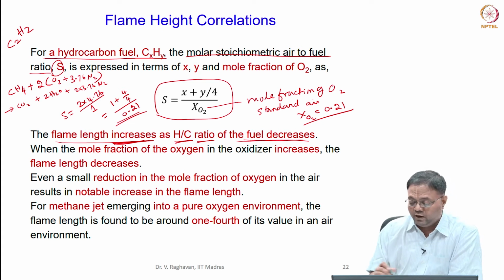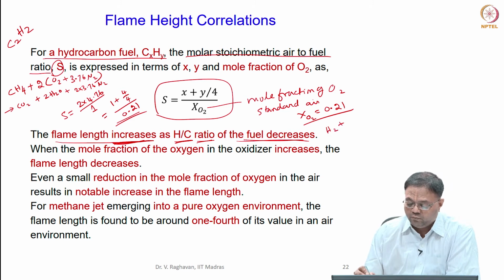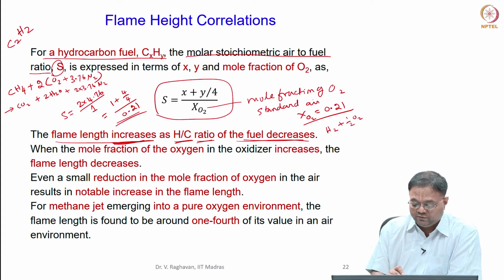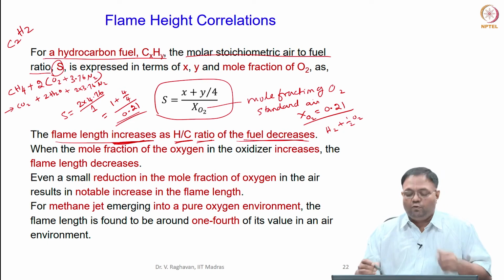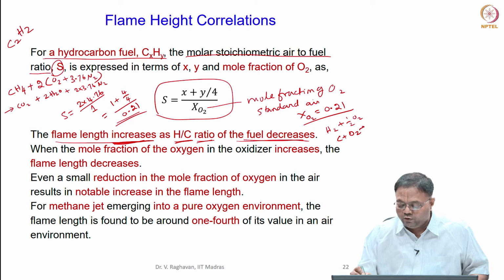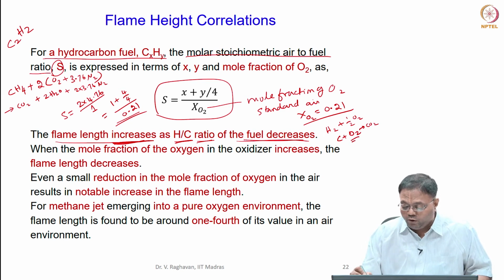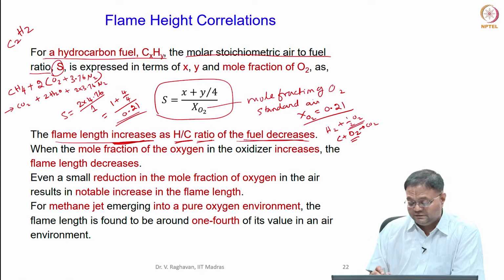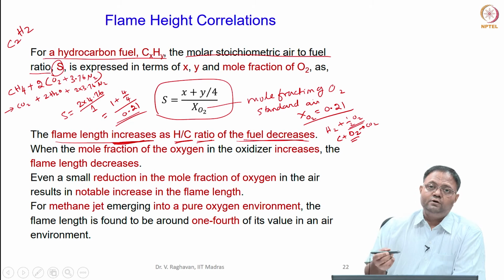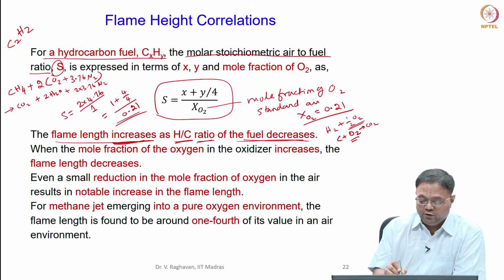So, why is it? Because 1 mole of hydrogen will require only half mole of oxygen. So, when the H/C decreases, your oxygen requirement will increase, because carbon plus O2 gives CO2 for complete combustion. So, you can say 1 mole for carbon, whereas here only half mole is required. So, when the H/C ratio decreases, the oxygen amount will increase, that means the S value will increase, correct. So, S value will increase.